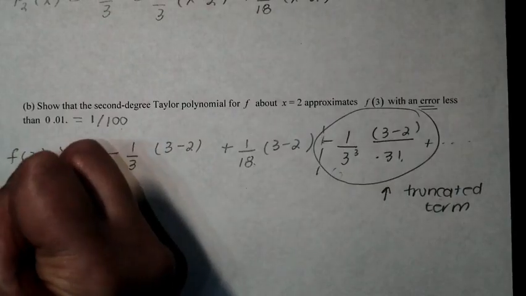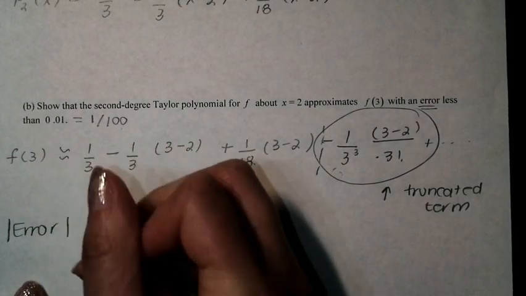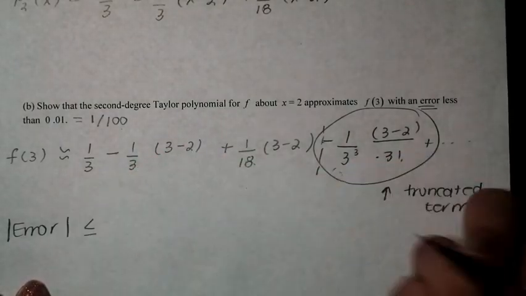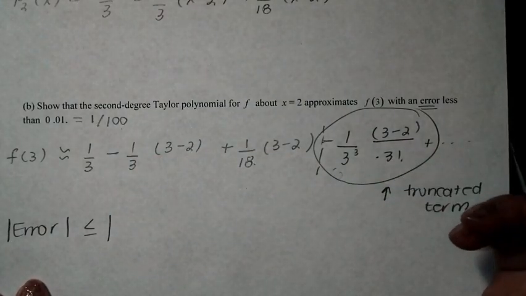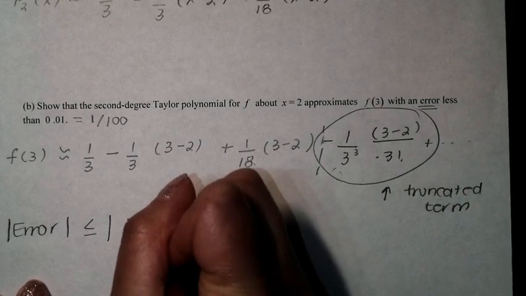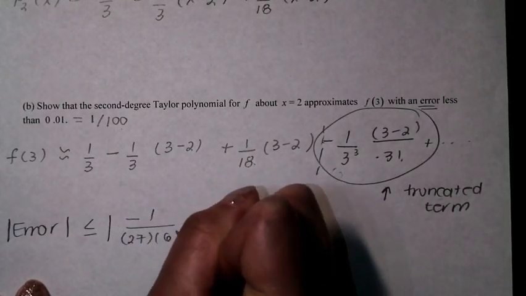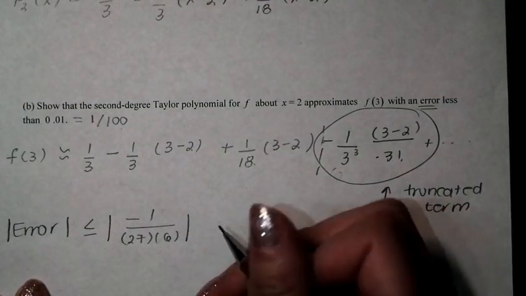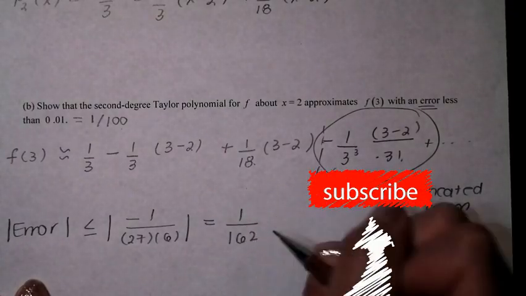So you have that error. The error is going to be less than or equal, but in this case it is less, than the absolute value of the truncated term. What's this famous truncated term that you have? It's negative 1 over, and you have that it's 27 times 6. Do you agree with that? And you know that 27 times 6 is going to be 1 over 162.